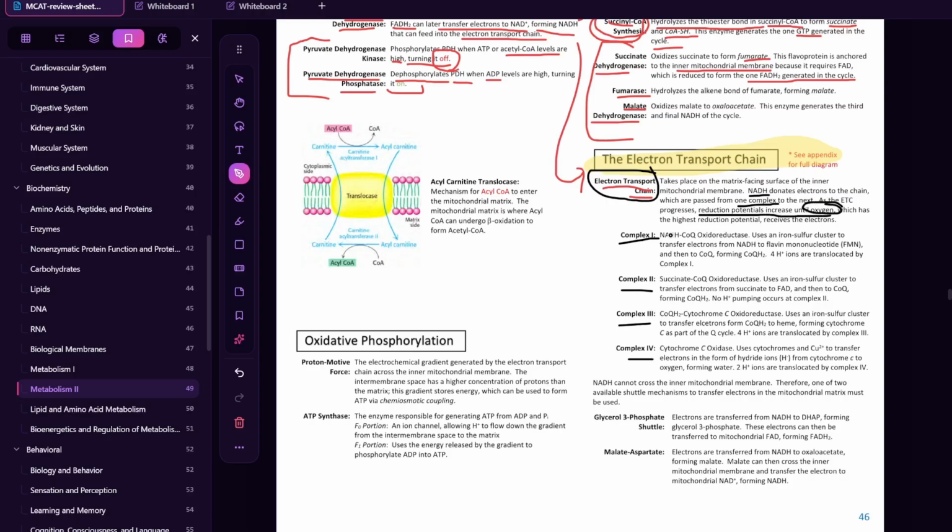Remember, we talked about oxygen. It has the highest reduction potential, so it wants to receive all those high energy electrons at the end of the chain. It's like they're playing hot potato, and oxygen gets the potato basically. And sometimes, since NADH cannot cross the inner mitochondrial membrane, you get two shuttle mechanisms to transfer electrons into the mitochondrial matrix. So we'll see that later as well.